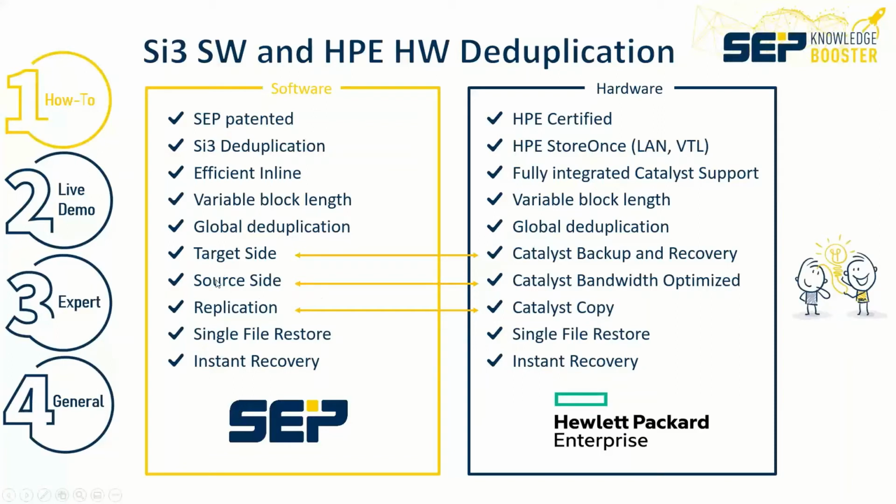We also have the source side deduplication, where the client is doing the deduplication work and only asks if the block is already in the dedup store. With the Catalyst, it's called Catalyst Bandwidth Optimized. If you have some database server, you can put the deduplication work directly on the database server and transfer the deduplicated data via the Catalyst protocol to the StoreOnce. And the replication with the Catalyst is called Catalyst Copy.